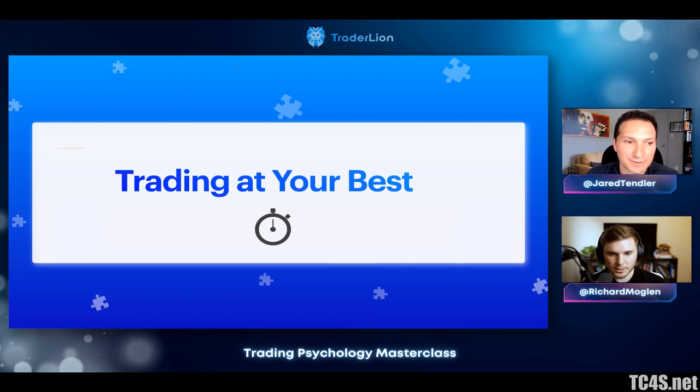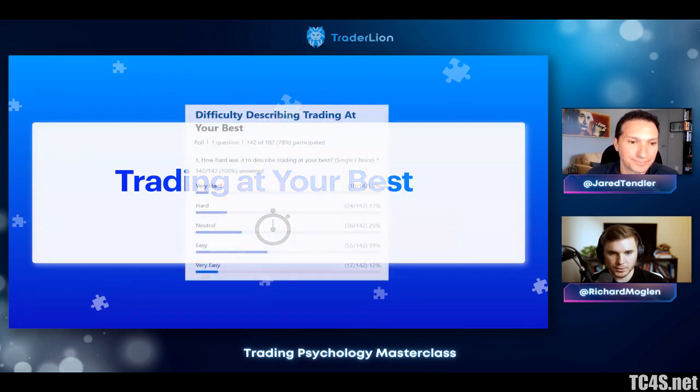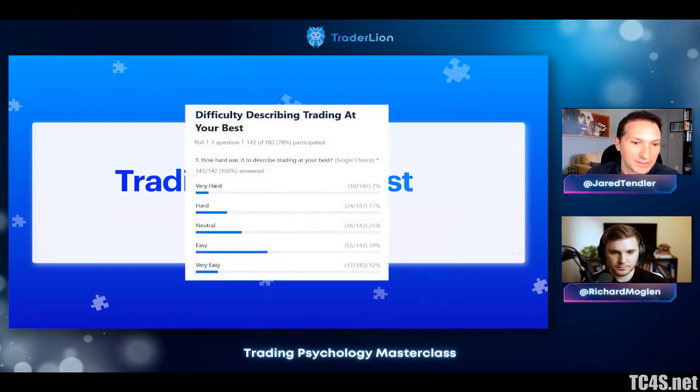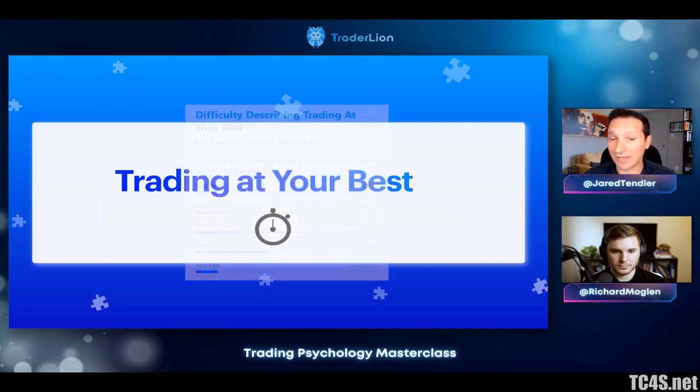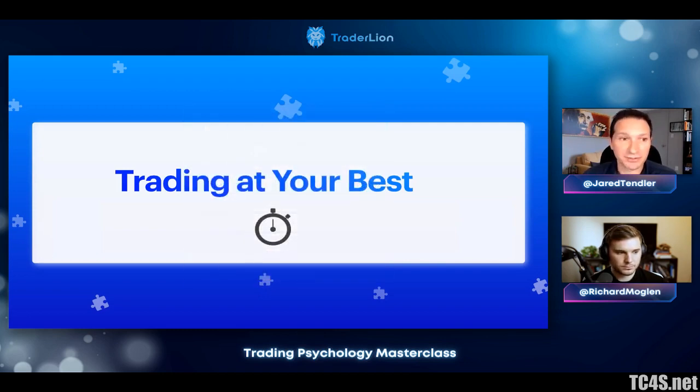So I'll go ahead and stop the poll, and here are the results. Okay. So similar numbers for the very hard section, maybe a little bit more in the neutral to easy. The very easy was a lot lower than the last one. So in general, I'm actually quite impressed. I think a vast majority of you being able to say very easily that you understand what trading is like at your best is great. For those of you that don't have that clear yet, we're going to make this your first task.